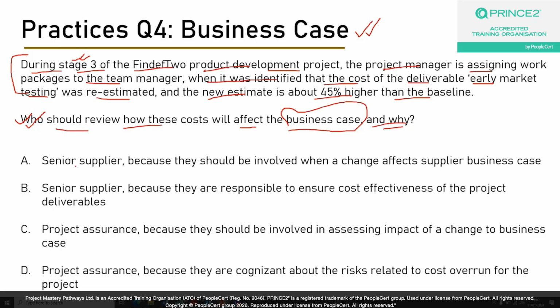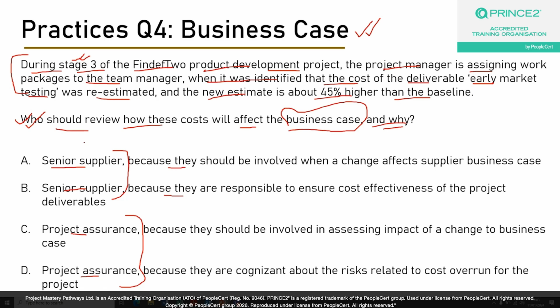Okay, so the two sets of options which are provided to you are the senior supplier, okay, and the project assurance. Okay, and basis these two classifications which you see as part of these options, there is a set of reasoning that has been provided. Okay, so there are two levels of analysis you need to perform as a PRINCE2 aspirant as part of this question. Okay, now the good part about solving such questions, guys, is that if you understand how the roles and responsibilities behave in a PRINCE2 project, you can easily eliminate 50% of the options.